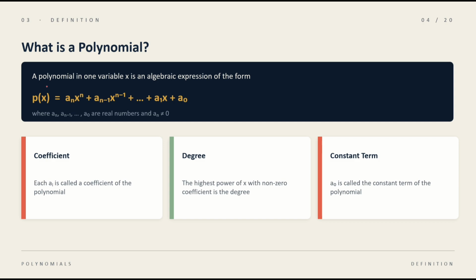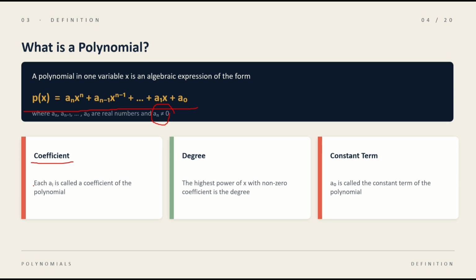First we learn what a polynomial is. A polynomial in one variable x is an algebraic expression in the form p(x) = a_n x^n + a_(n-1) x^(n-1) + ... + a_1 x + a_0, where a_n, a_(n-1), ..., a_1, a_0 are real numbers and a_n is not equal to 0. This condition should be fulfilled for a polynomial.